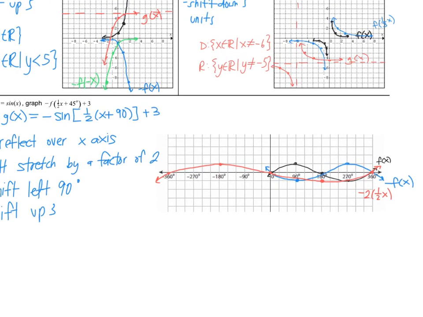So now let's just see what our shifting is. We're going to the left 90 and then up 3. So pause the video, take these key points, move them left 90, up 3, and then come back and check your work. And actually also do your domain and range to check.